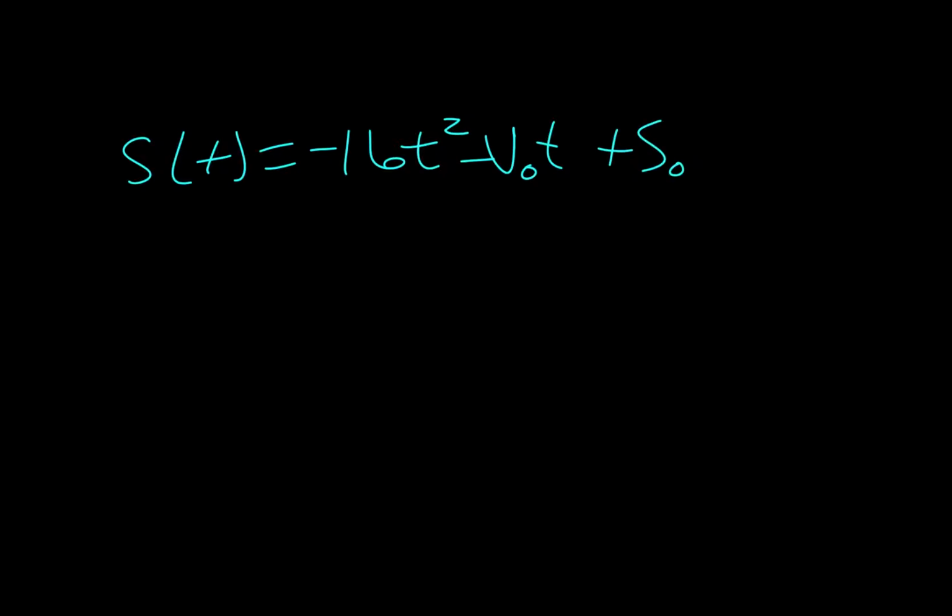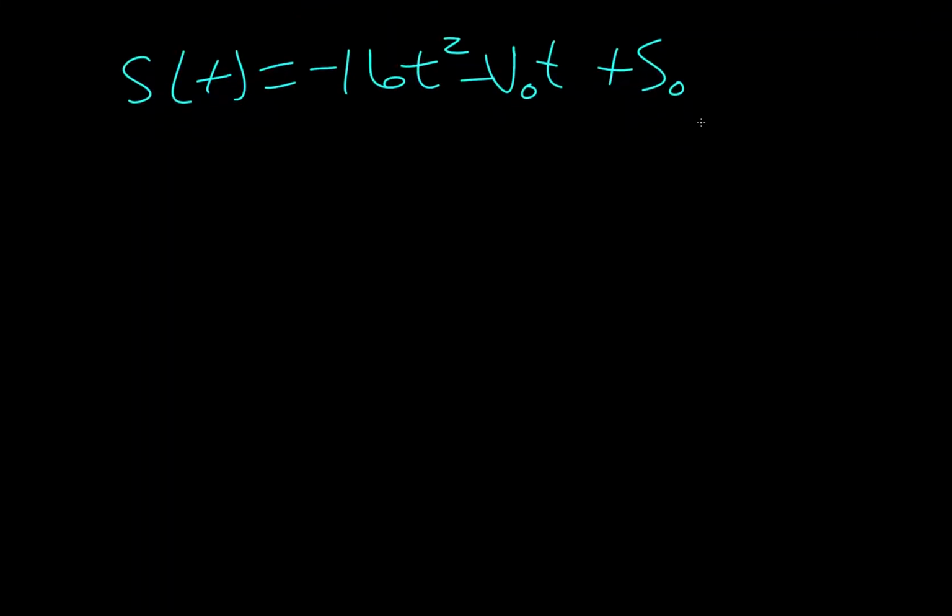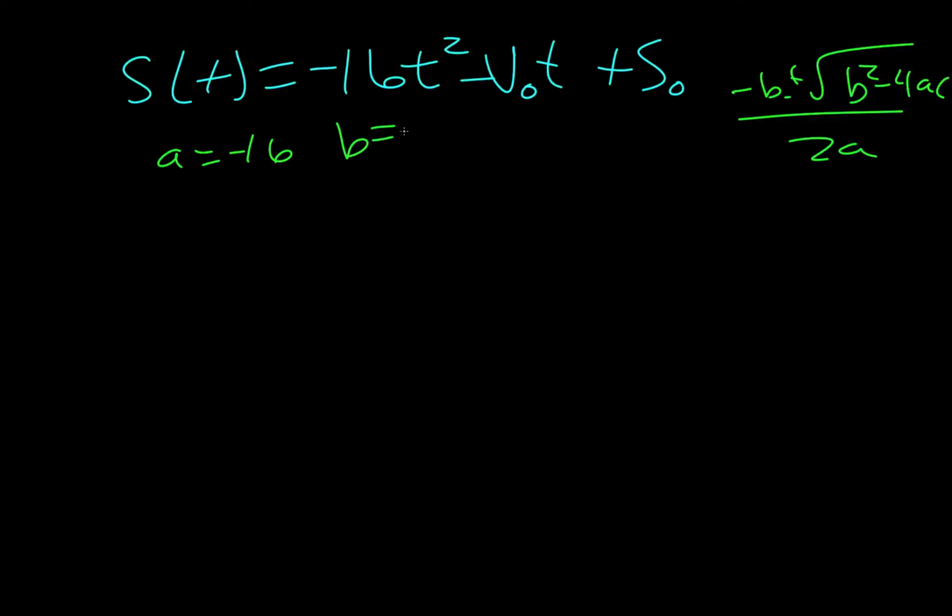Now in your homework, you have these other problems that are kind of strange. So you're given something like this: negative 16 t squared minus v naught t plus S naught. So this is kind of semi-symbolic. There's some numbers, but we're going to treat it the same way. So we're still going to say negative b plus or minus the square root of b squared minus 4ac all over 2a, like that. We're still going to pull out our a, b, and c. A is negative 16, b is negative v naught, and c is S naught. And we're going to plug those in.